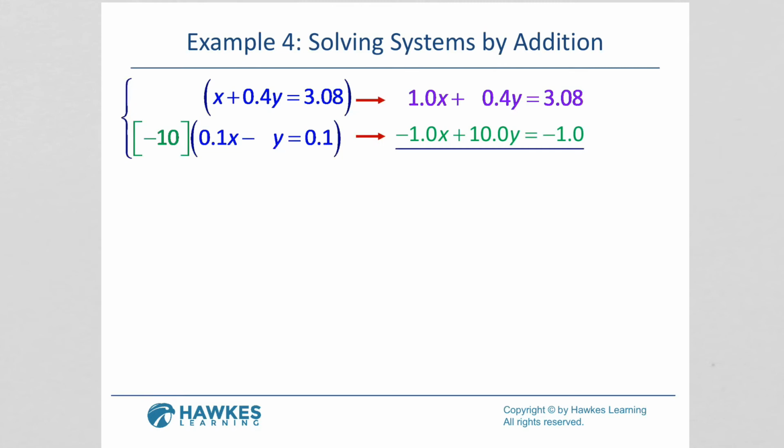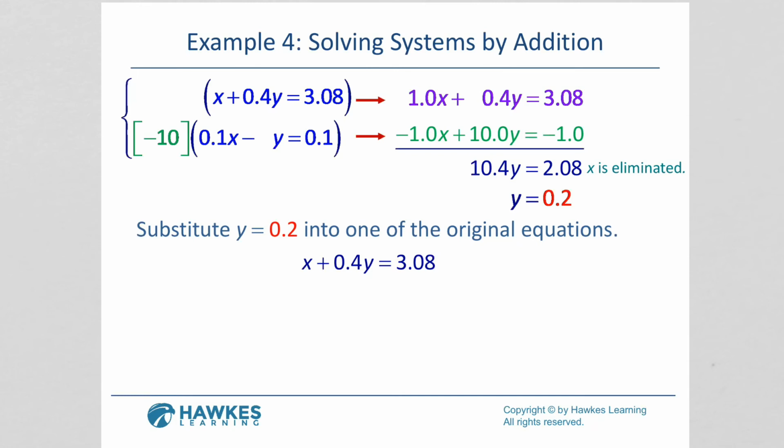Negative 10 times 0.1x is negative 1x. Negative 10 times negative y is positive 10y. And negative 10 times 0.1 is negative 1. Now I'm going to add those two equations together. And in this case, the x's are eliminated because they add to 0. I'm left with 10.4y equals 2.08. I'm going to divide both sides by 10.4, which gives me y equals 0.2.